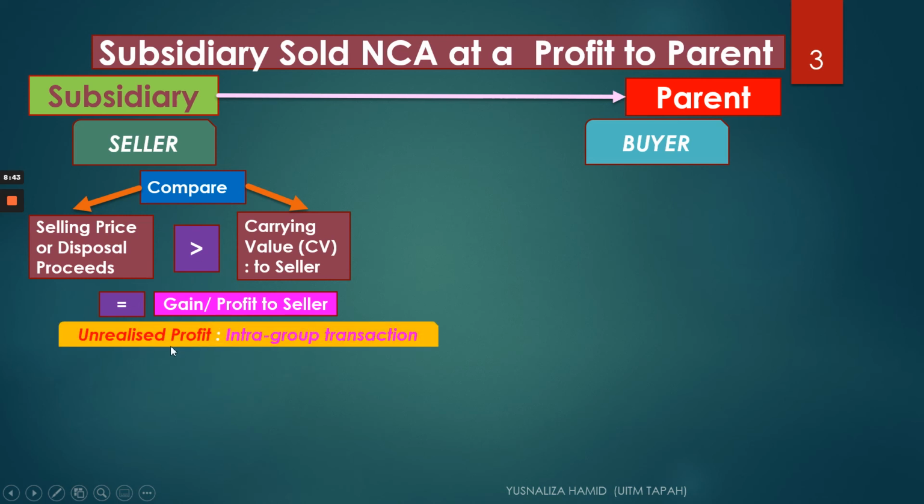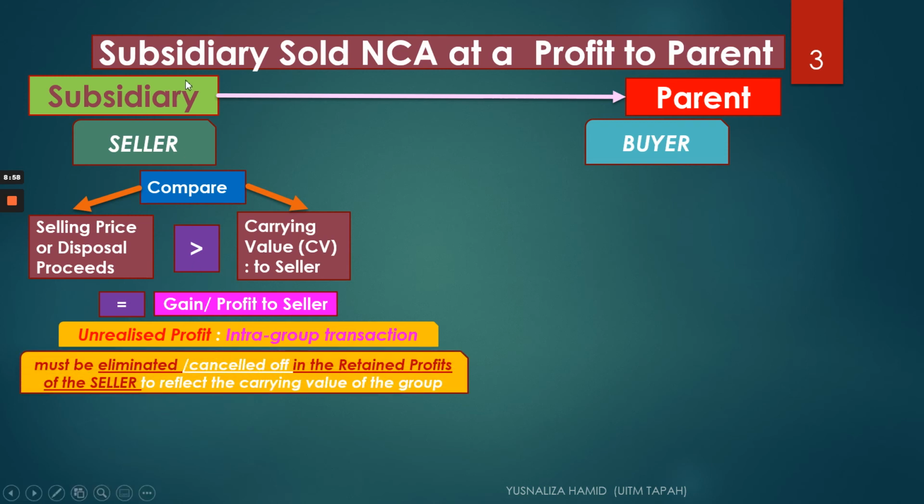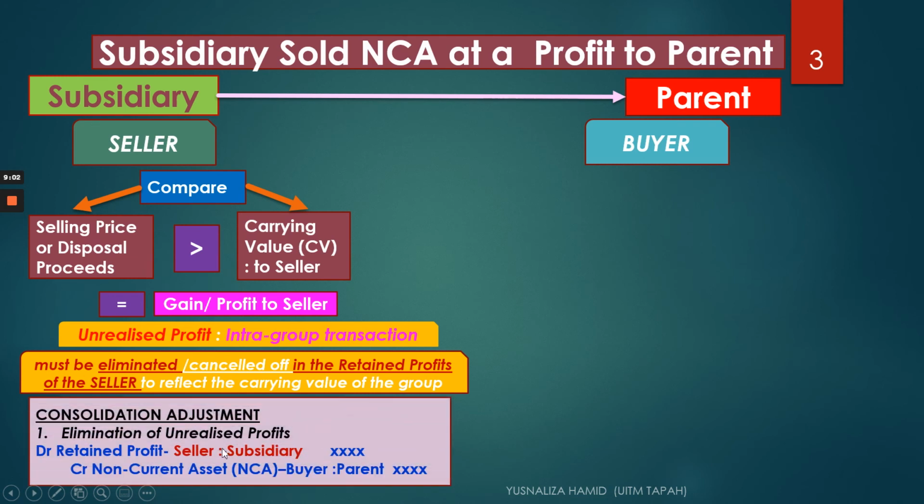And this is an unrealized profit. You have already charged profit before this, and now you need to eliminate this unrealized profit, because that is an intercompany transaction, and it will be adjusted in the retained profit of the seller, which is now the subsidiary. You need to eliminate it, because the consolidated statement of financial position or the consolidated financial statement will not report any intra-group transaction that gives rise to profit. So the profit that was earlier realized now has to be removed or eliminated. It will be debited to the retained profit of the seller, here the retained profit of the subsidiary, and credited against the non-current asset of the buyer, depending on what the non-current asset being disposed is, and the buyer here is the parent.